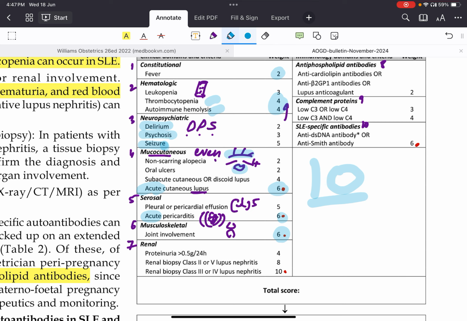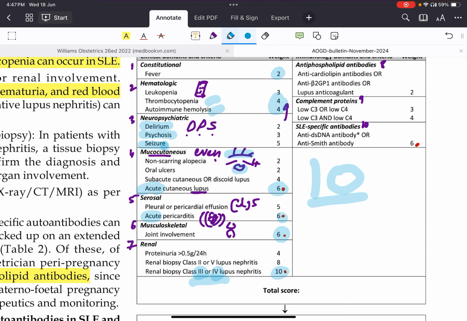Class 2 and 5 is 8, and class 3 and 4 is 10. See, 5 is 8 only, but 3 and 4 it is 10. I don't know how to remember this, but yeah, what kind of score is this? Just remember, okay, class 3 and 4 is 10.